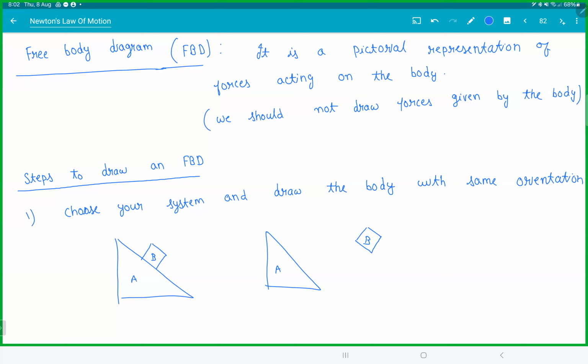Draw the same size. Some people, in some books, replace the whole body with a point and draw the forces. They call it a point FBD. Don't do that. Later on, when we do rotational mechanics, it becomes a big mess because the lengths and the dimensions will matter. Right now it won't matter, but later it will be quite useful. So draw the body as it is. If it is at an angle, at an angle. If it is straight, it is straight. However it is, draw it the same way with the same orientation. That is your step 1.